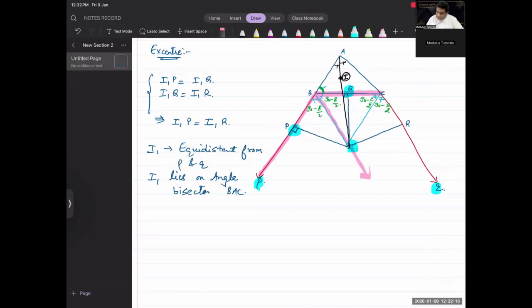So this distance and this distance will be the same. And likewise, this distance and this distance will also be the same. So I can say I1P and I1R are equal, and hence I can say I1 is equidistant from AP and AR. Got it, guys? So this is what we have, and hence it lies on the angle bisector of BAC. Got it, guys? So this is very important.